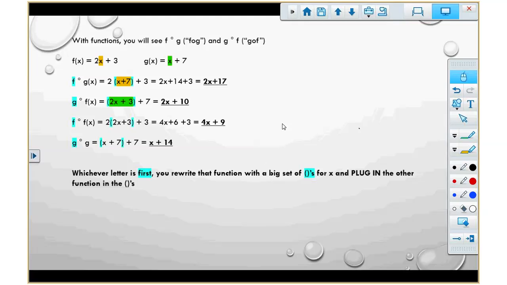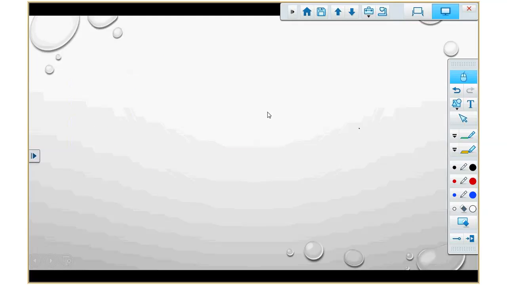Now, something you might do is highlight those parentheses, and then highlight the other letter so you can remember to plug that into the big set of parentheses. You may do it with highlighters. I don't know how you're going to do it, but that's how you do it. And again, this is taught in 102, so this is kind of a review.